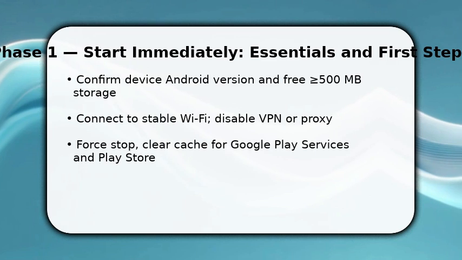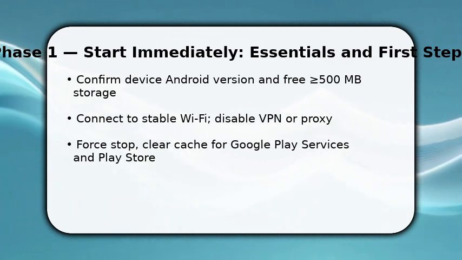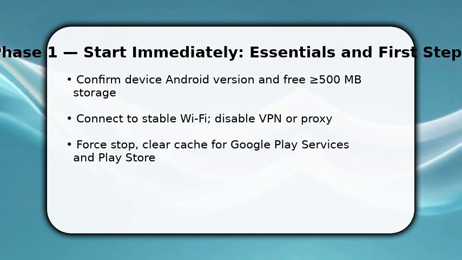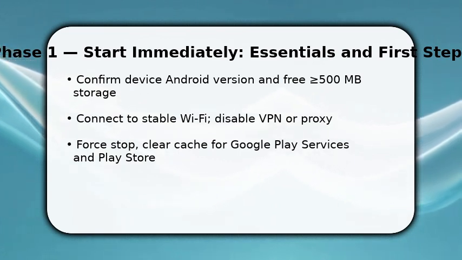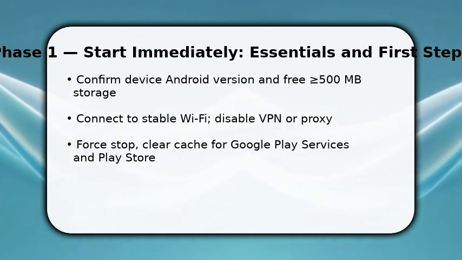Next, go to Settings, Apps, find Google Play Services and Play Store, force stop, then clear cache. This removes transient errors. After that, reboot the device to ensure services restart cleanly. Rebooting often resolves hung processes and prepares you for the next step.